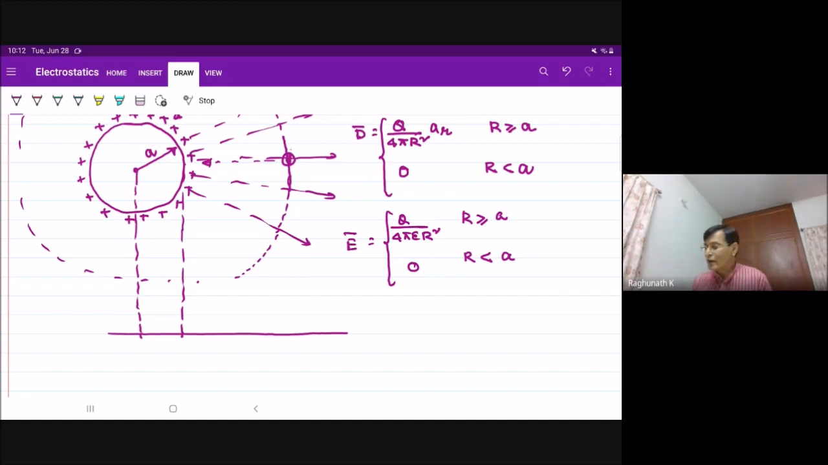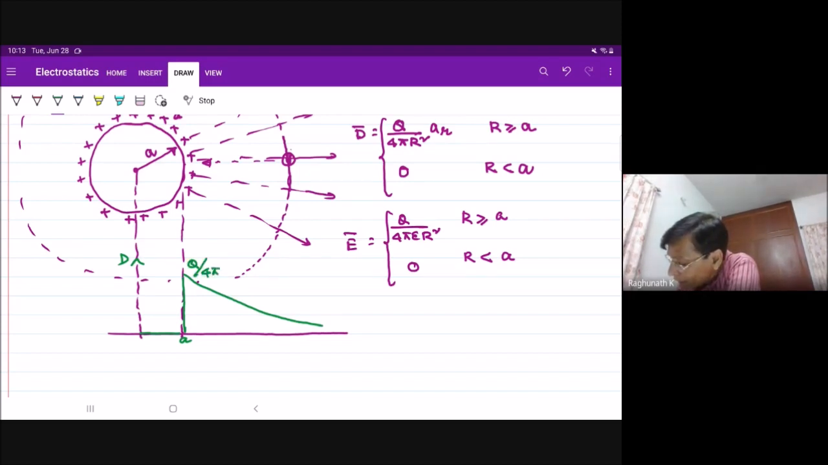Here, if I start moving from the center towards infinity, I think you agree with me that this is D. Later on, E. Radial D: how will it vary? 0 from 0 till a. At greater than or equal to a, it is this. At a, it is Q by 4 pi a squared.